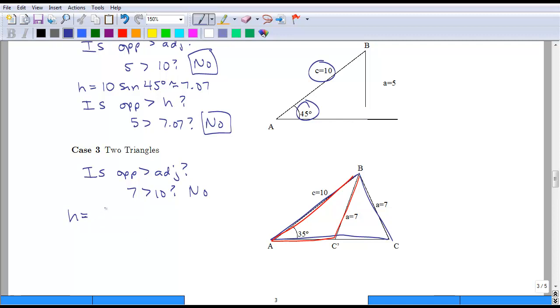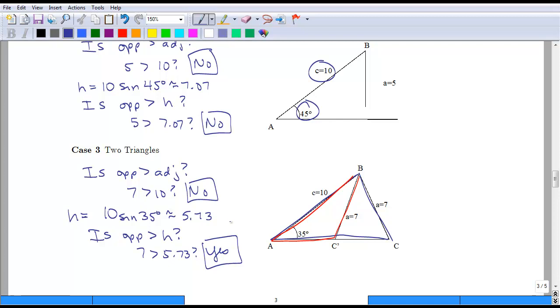H in this case is going to be 10 times the sine of the angle given, which is 35 degrees. So 10 times the sine of 35 gives us approximately 5.73. And so then we ask ourselves, is the opposite side greater than h? Is 7 greater than 5.73 in this case? Well, yes, it is. And since we have 2 answers, yes and no, we know that we have 2 triangles. And essentially what has happened here is that the minimum length you would need to create the right triangle here is that 5.73.